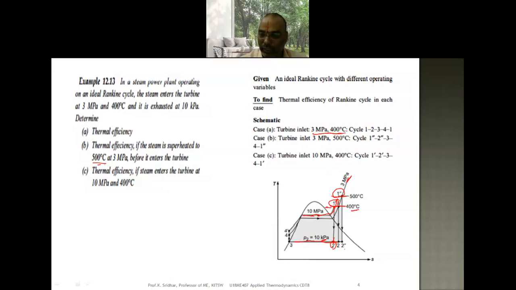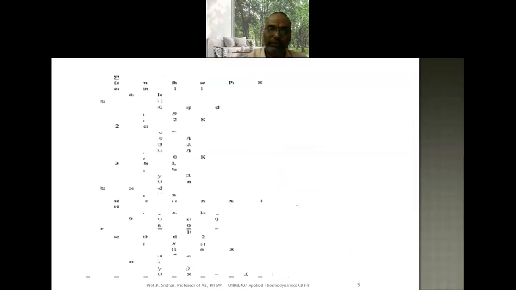So 1 double dash here and here it is a 2 double dash. So 1 double dash, 2 double dash, 3, 4 and 1 double dash, it is representing the second condition and it is the first condition. Next, the turbine inlet. So it is 10 megapascal and 400 degrees centigrade. So it is the 10 megapascal case here. So it is the 1 dash, 2 dash, 3, 4 and 1 dash. So these are the three different conditions for the different inlet pressure and different inlet temperature conditions. So like this we are able to plot the TS diagram.